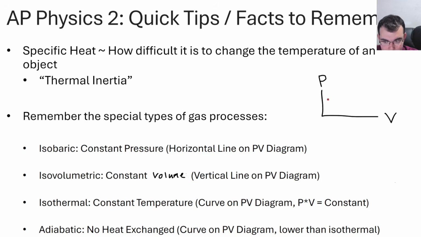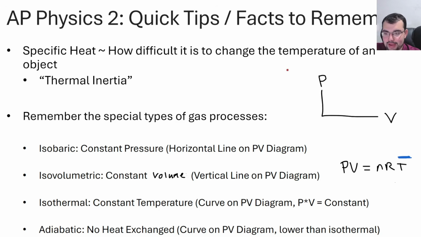Then isothermal is a constant temperature, which is a curve on a PV diagram because P times V is a constant. Why is that? Well, we know that PV equals nRT. That's how you solve most of these gas problems, is you look at PV equals nRT. So we know that T is constant in an isotherm. So if P goes up, V has to go down. So we get this sort of reciprocal function. So actually, your product of grid boxes remains constant on an isotherm. I don't know if that's useful, but it's a fact.